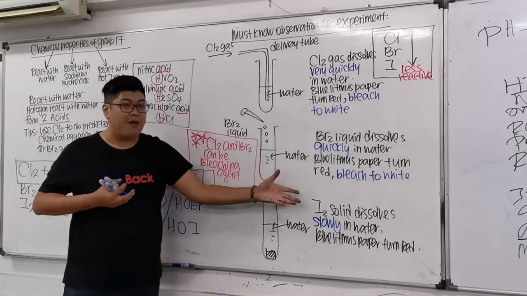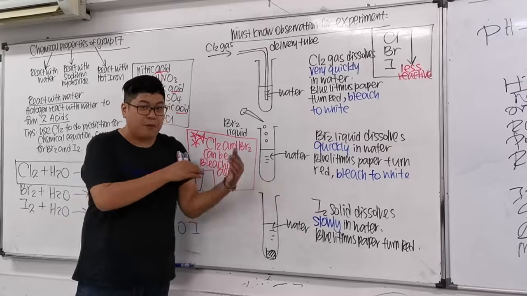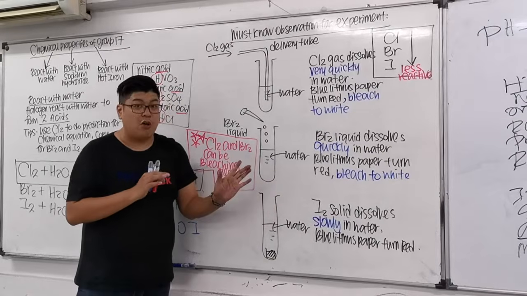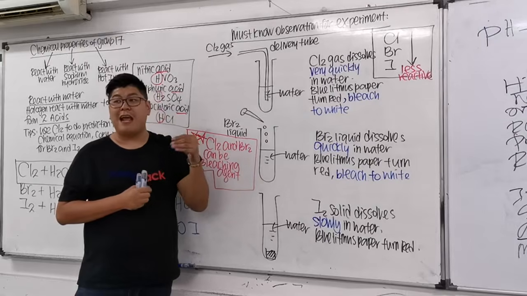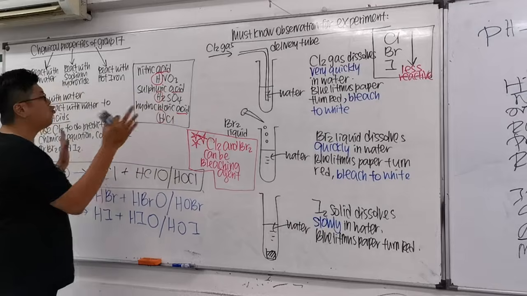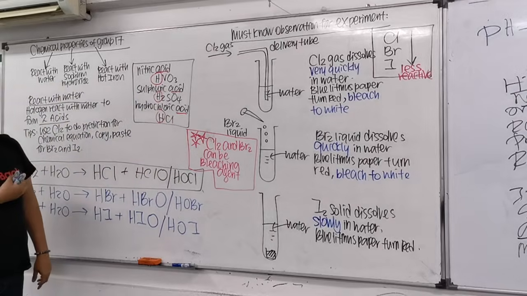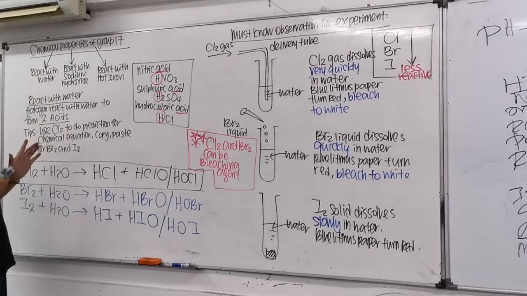Now iodine doesn't have it. Iodine dissolves in water, perfect. Iodine forms two acids, perfect. Litmus paper blue to red, that's all. And then it won't bleach because iodine doesn't have that additional bleaching power. Are you okay with that? So this is what you need to know. Any question? I hope you all can see what is happening here.